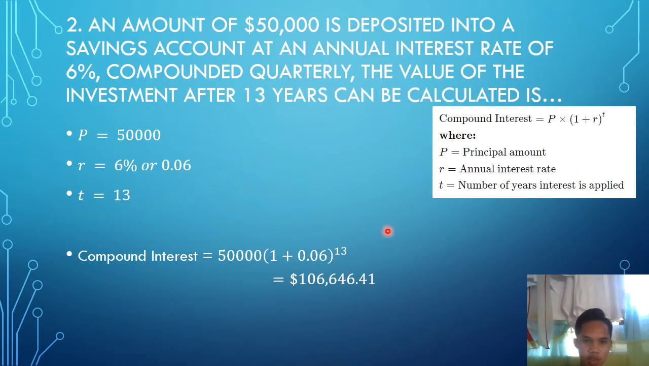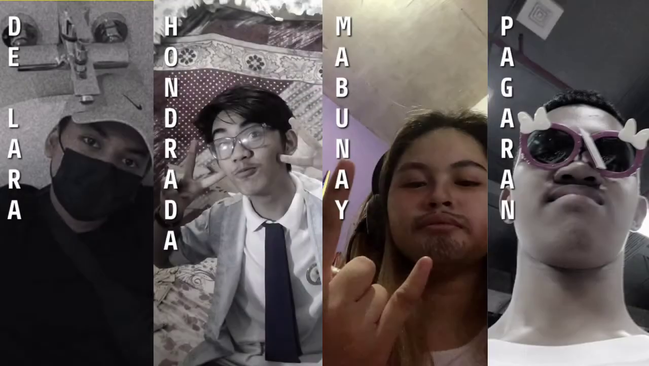And for that second one, we have here the variables. We identify the variables before proceeding to compute the compound interest: $50,000, 6% or 0.06, and 13 years. And we use the substitution method still on the compound interest formula, and we simplify them into $106,646.41. That's all. Thank you.